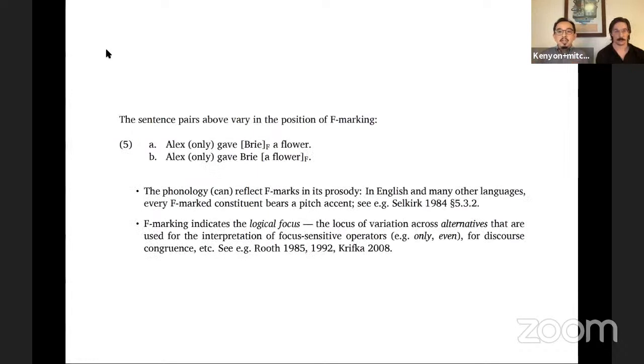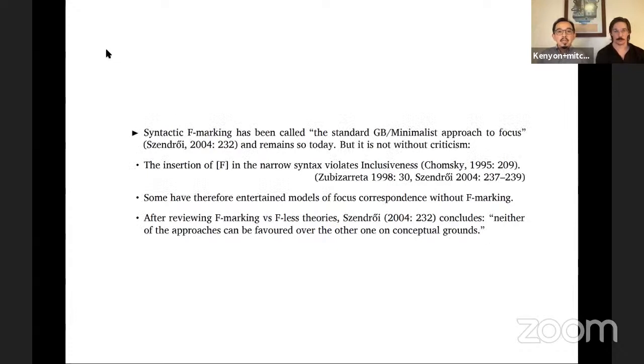So going back to the sentences we started with, we think of these as sentences that vary in the position of this F marking, and we can then read that information off at the interfaces. In the phonology, that F marking may be reflected in the prosody. For example, in English and languages like that, every F-marked constituent bears a pitch accent. In the semantics as well, F marking indicates the logical focus, which is to say the position of variation across a set of alternatives that are then used for the interpretation of certain focus-sensitive operators, like focus particles, also for discourse congruence, etc.